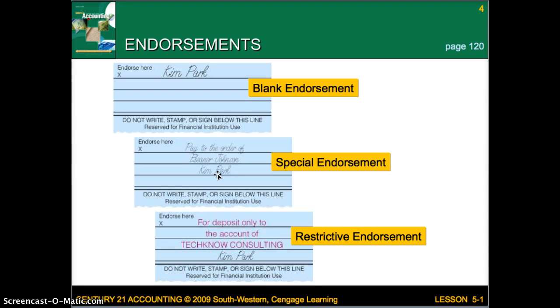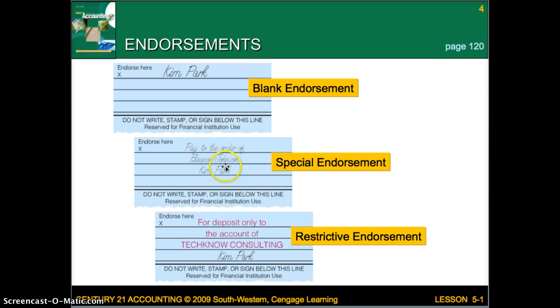or cash that check. A restrictive endorsement is what you would want to do if you were the owner of a business and you were giving a clerk thousands of dollars worth of checks to take to the bank. These say for deposit only into the account of Techno Consulting, Kim Park. So the only thing that can happen with this check, no matter who gets it, is for it to be deposited into this Techno Consulting.